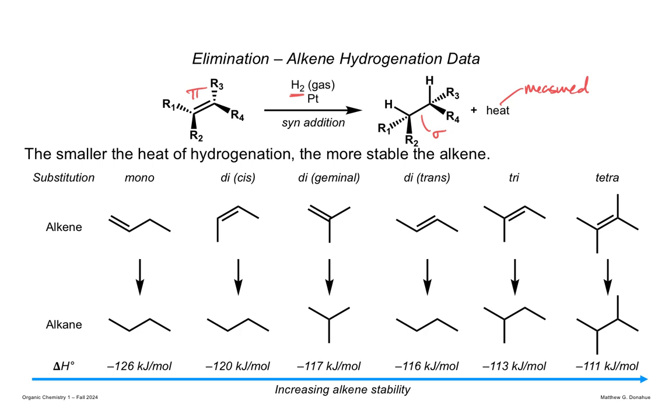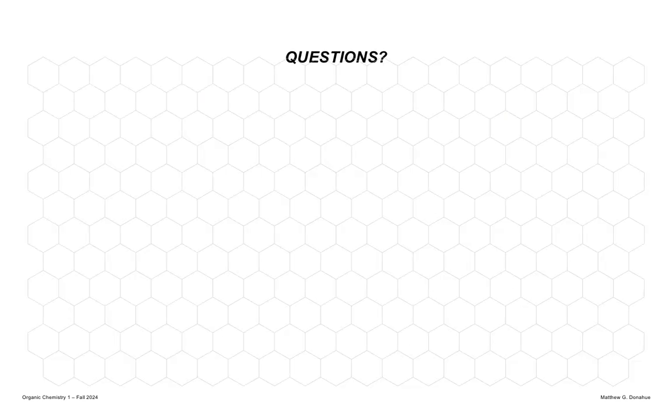So when we're looking at which beta hydrogen to eliminate, we want to choose the one that's going to generate the alkene with the most amount of carbons on it. Any questions so far?